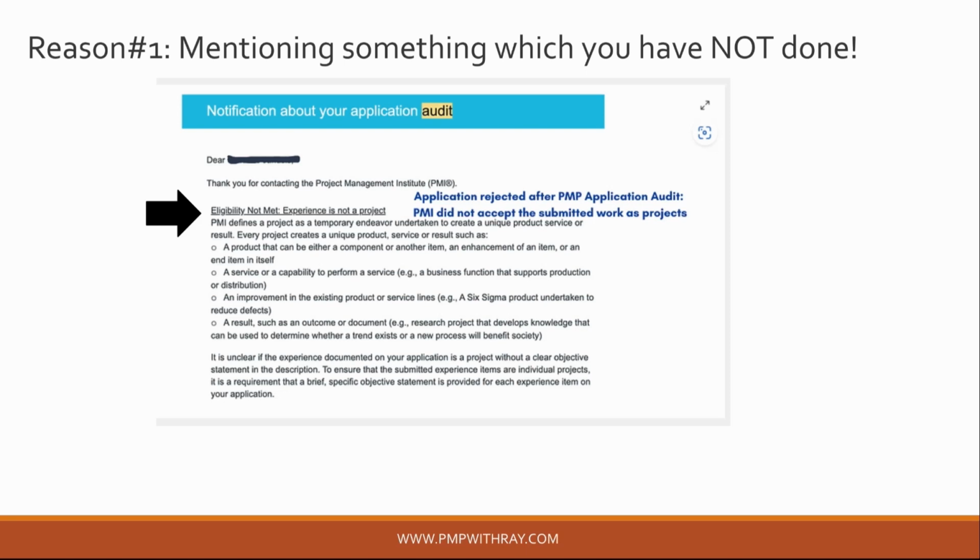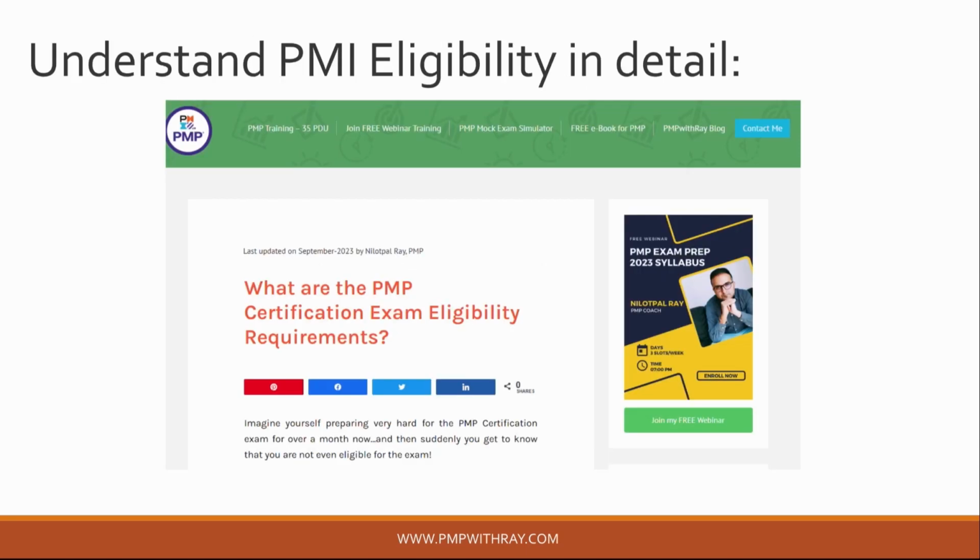So if PMI gets even the slightest evidence that you are deliberately trying to bypass the eligibility criteria, you will definitely fail the audit. Okay, so the tip is very simple, guys. Please do not lie in your application. Okay, check out this blog from my website where I have covered in detail about the eligibility criteria of the PMP exam. I will provide the link to this blog in the description section of this video.